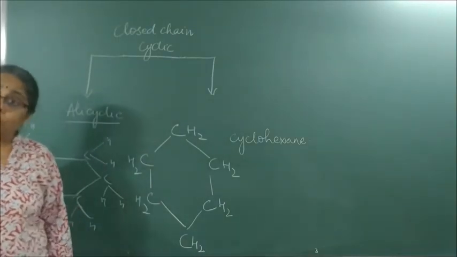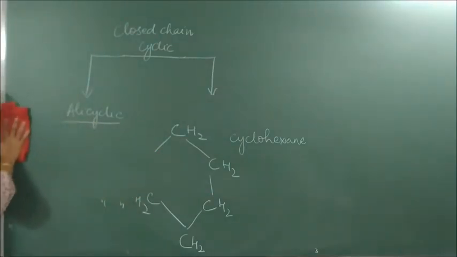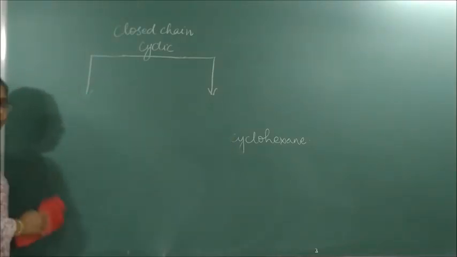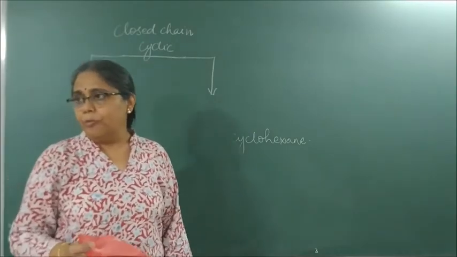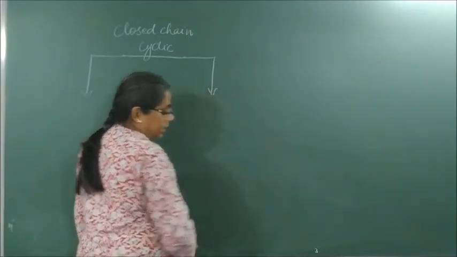Is it an example for aromatic? Aromatic should have what? Alternate double and single bonds. So I will come to aromatic now. See, we studied alicyclic compounds, for example cyclopropane, cyclobutane, cyclopentane, cyclohexane.